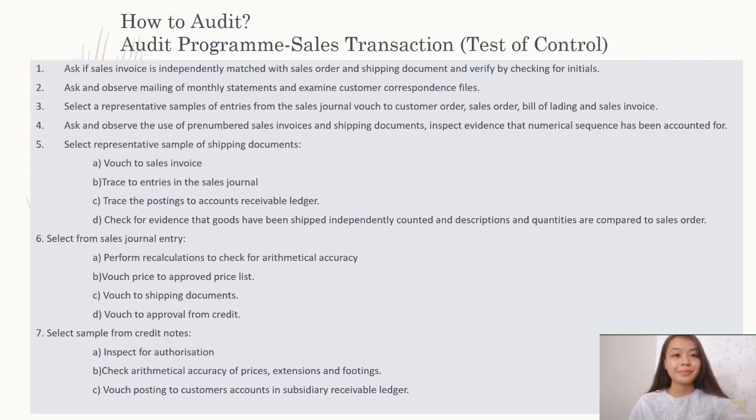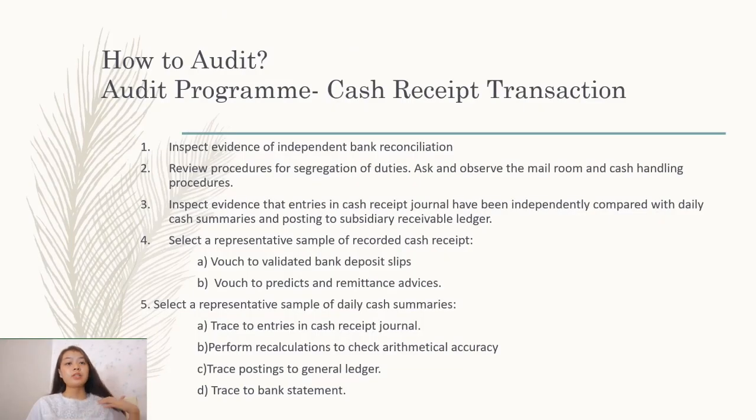How to audit based on the audit program cash receipt transaction. The first one is to inspect evidence of independent bank reconciliation. The second one is to review procedure for segregation of duty, ask and observe about the mail route and cash handling procedure. The third one is to inspect evidence that entry in cash receipt journal have been independently compared with daily cash summary and posting to subsidiary receivable ledger.